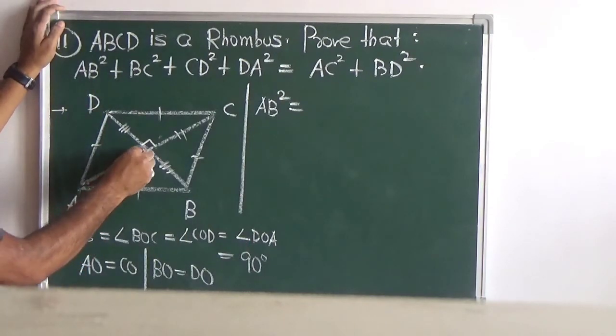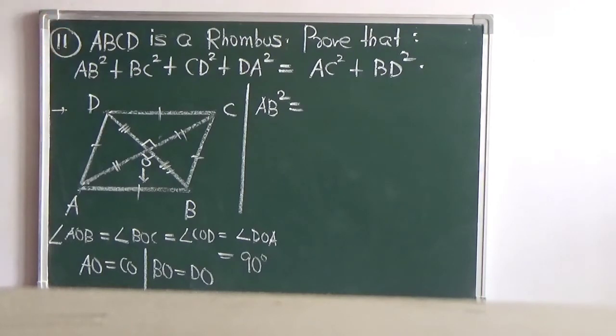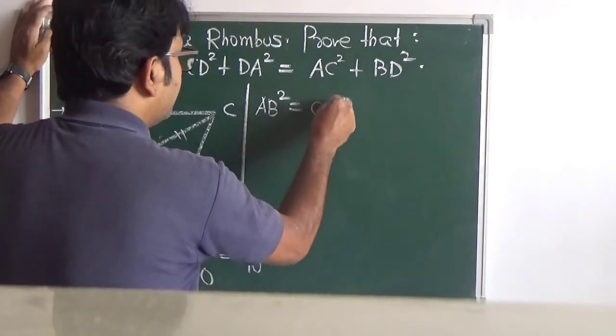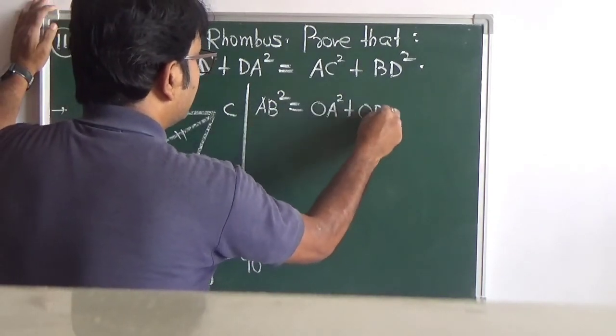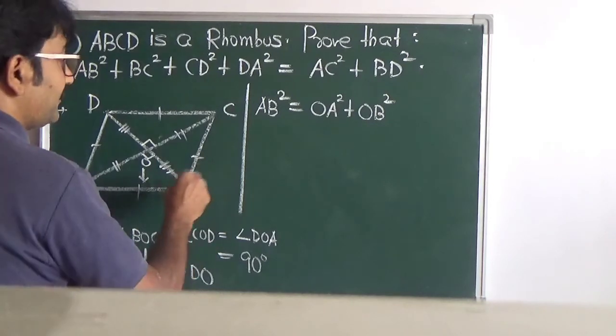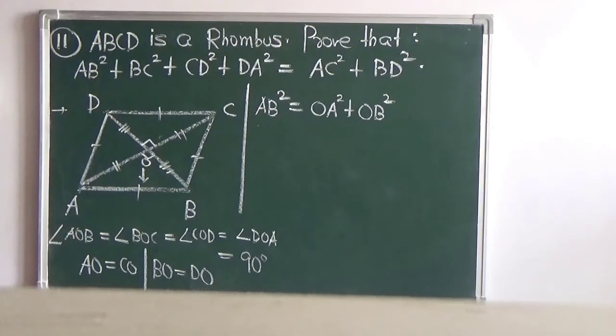Now since this is the right angle, the side opposite to it is the hypotenuse. So what we can write, AB square equals OA square plus OB square. So this you can write. Similarly, if you move on, we can write BC square as OB square plus OC square. Similarly, CD square as OC square plus OD square, and AD square as OD square plus OA square.